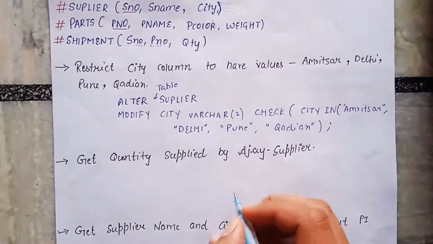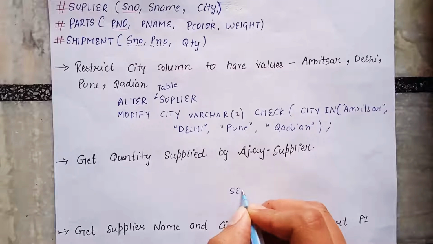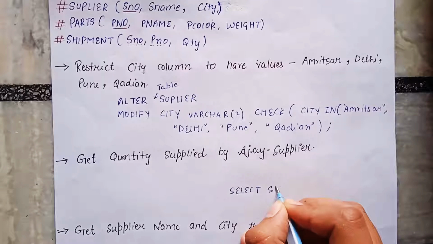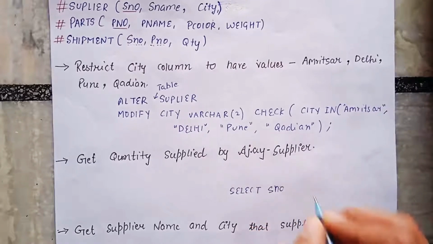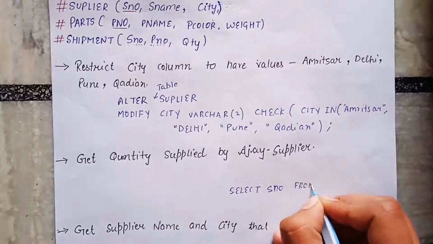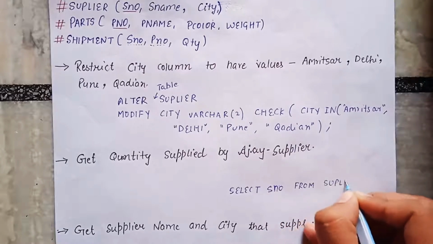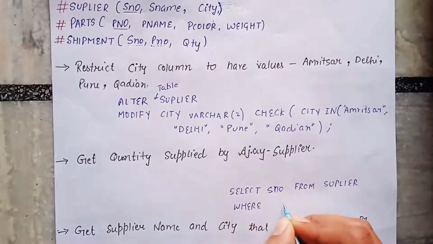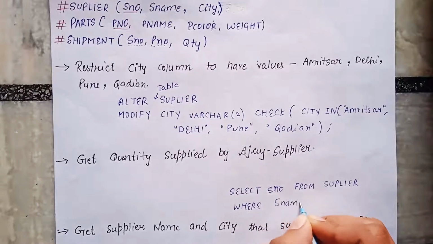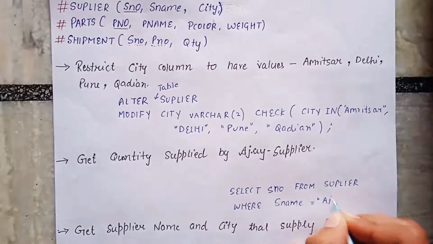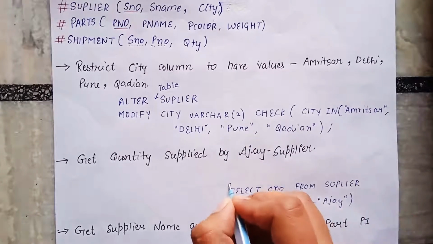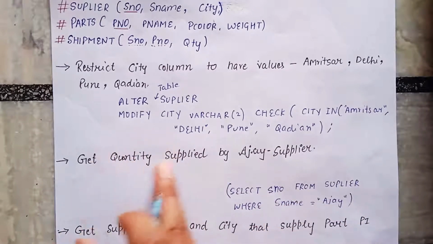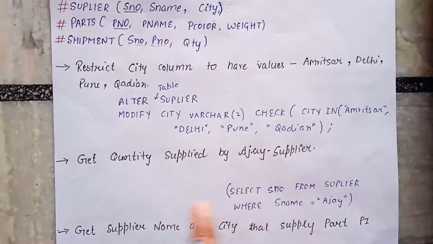The inner query would be select supplier number from supplier where name is equal to Ajay. Now we will get to know the supplier ID of Ajay, and we will use that supplier ID in getting the total of the quantity supplied by the supplier in the shipment table.